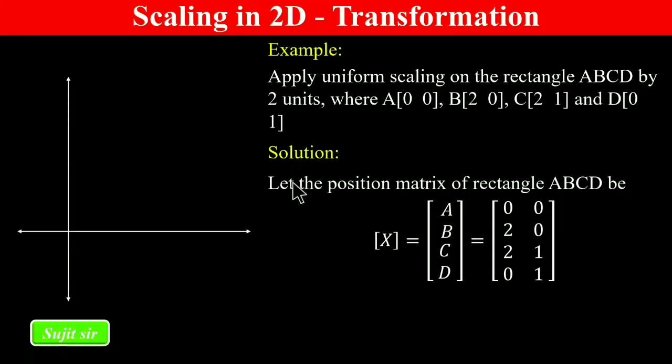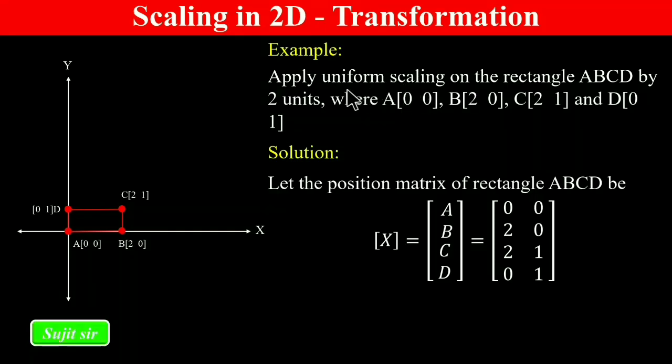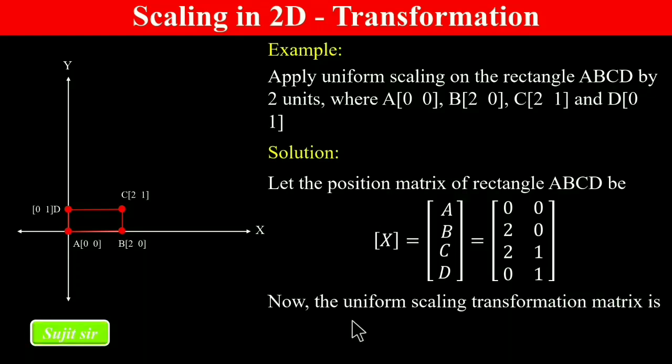So consider the xy plane. On that xy plane we have to plot the points A 0 0, B 2 0, C 2 1, and D 0 1. So we'll get the rectangle ABCD on the xy plane. Now we have to apply the uniform scaling transformation on this rectangle ABCD. What is meant by the uniform scaling transformation? Uniform means same. That means the same unit of scaling is taken in the X and Y direction. That is uniform scaling transformation.